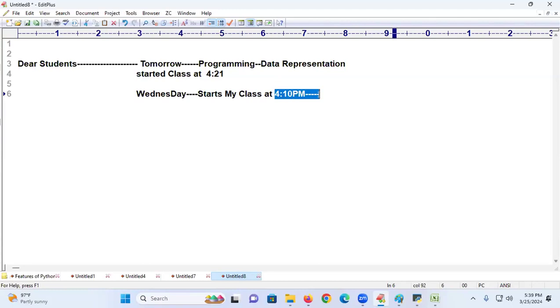But I will set the time. This is the time ending. That time you have to come. Otherwise, I don't allow. 100%. That's my policy. You have to come on time. For online students, there is no control over them because they may join any time. I am requesting them to be there at 4:10.